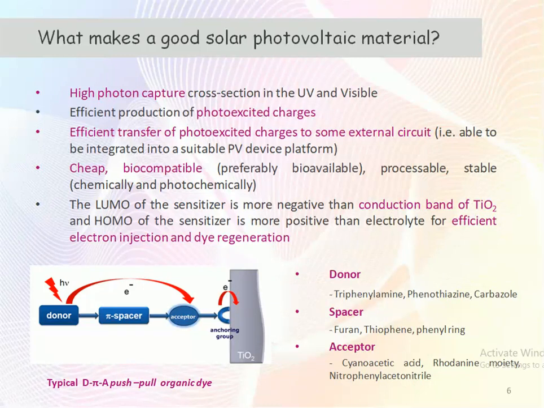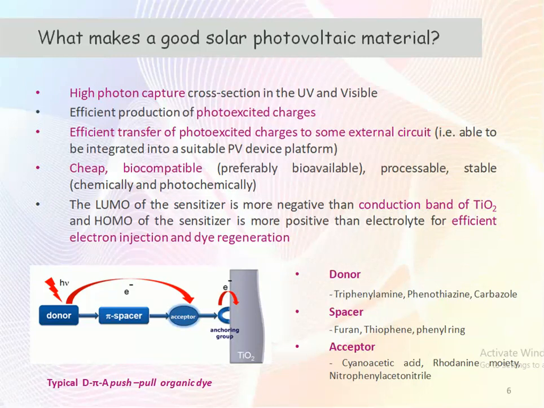Normally, many donors have been scrutinized by researchers, and among them triphenylamine, phenothiazine and carbazole are considered promising donor materials. Some of the spacers are furan, thiophene and phenyl ring. And acceptors such as cyanoacetic acid, rhodanine moiety and nitrophenyl isonitrile are well-known acceptors in dye-sensitized solar cells, that is, in donor-acceptor push-pull organic sensitizers.